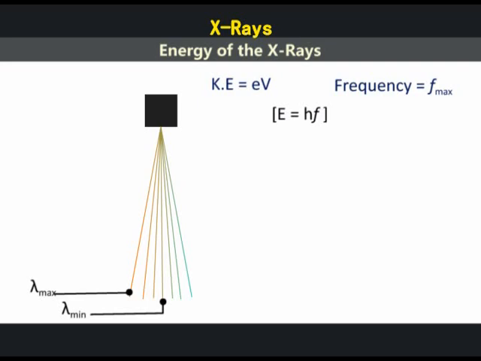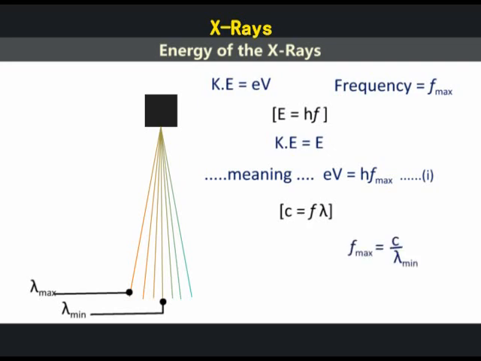So in this case, kinetic energy of the electron will be equal to the energy of the X-ray produced. That is, kinetic energy is equal to E, meaning that eV is equal to h f maximum. And that is because when lambda is minimum, frequency is maximum. We call that equation 1. Recall also that c is equal to f lambda, where c is the speed of light. This means that f maximum is equal to c over lambda minimum. Substituting in equation 1, eV is equal to hc over lambda minimum.